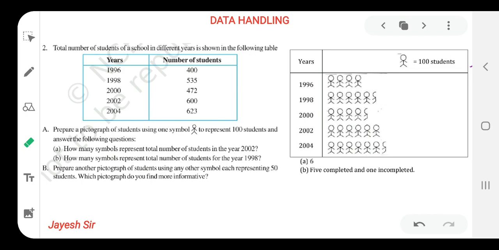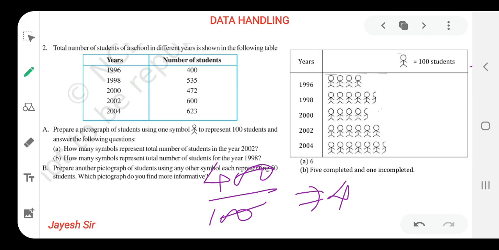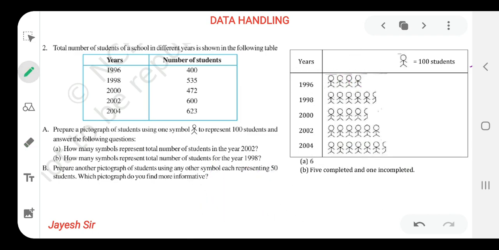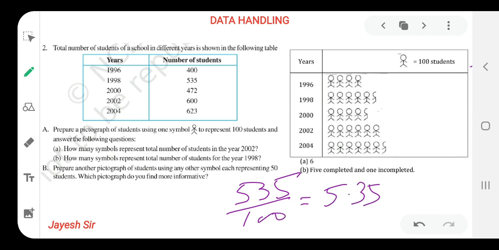So 400 divided by 100. Zeros cancel, that means 4 symbols will represent it. 1 2 3 4. Yes, 4 symbols are there, that means the pictograph is correct for 1996. So let us verify for 1998. That is 535. We will divide 535 by 100, that means 5.35. That means 5 complete symbols, and the next symbol would be less than half. 1 2 3 4 5, and half one is this.